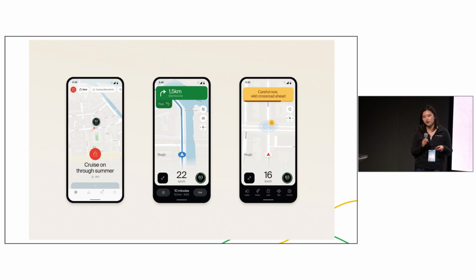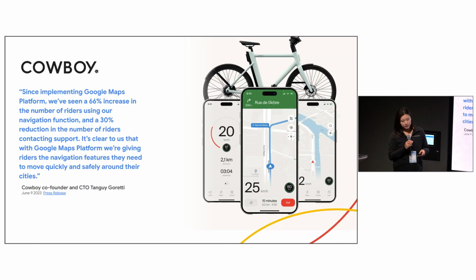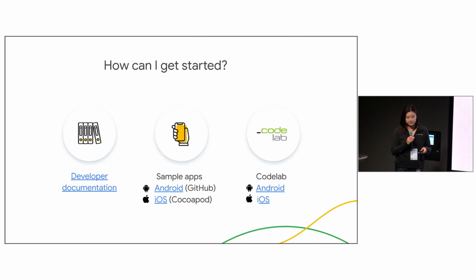So since migrating to Nav SDK, they have measured a 66% increase in the number of riders using their in-app nav. They have also seen a 30% reduction in support cases. So I hope that you're inspired by seeing the Cowboy Nav SDK use case. You can find out more in a recent blog post we have on the Google Maps Platform blog.